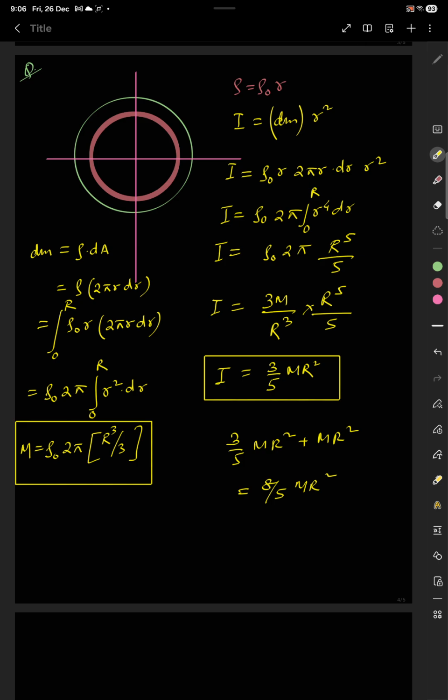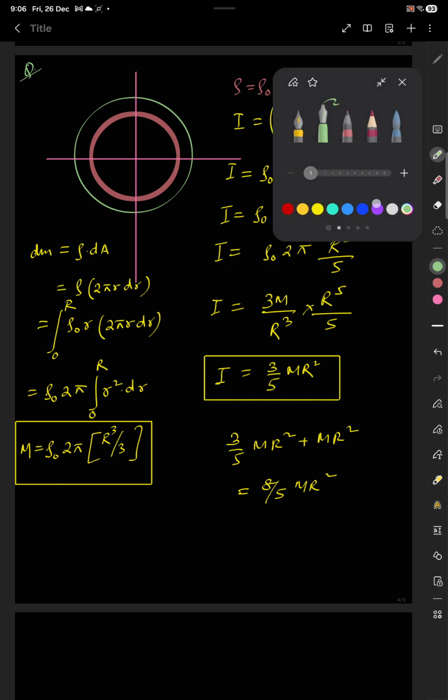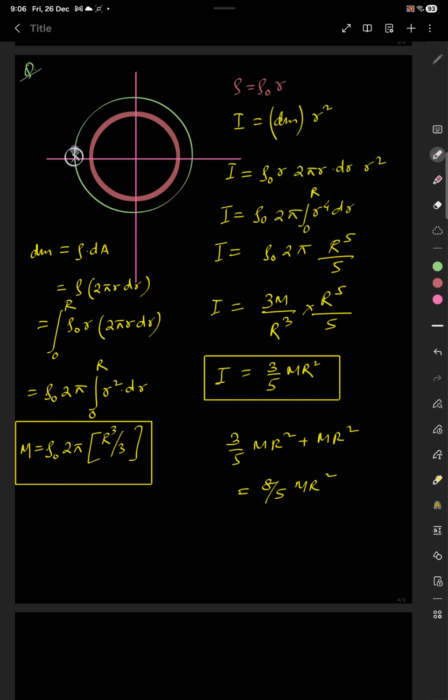There is a question given. In this question, you need to find out the moment of inertia about an axis which is perpendicular to the plane, about this axis. So this is going into the plane. So let's take moment of inertia about this one, about the center of mass.